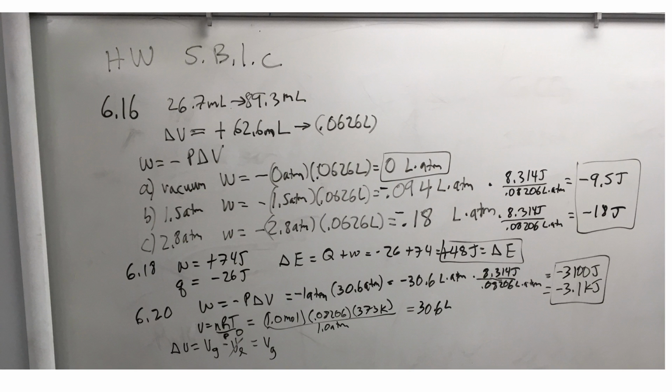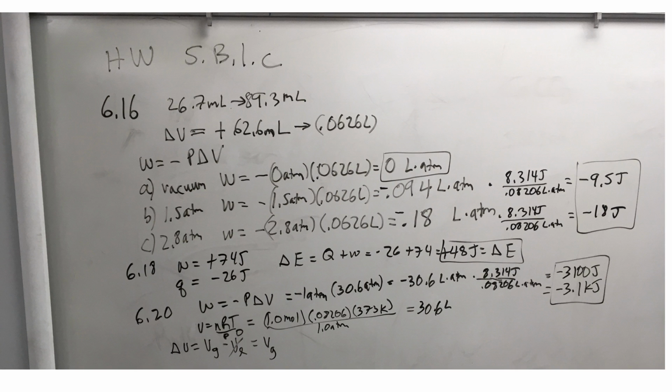Letter C, if the external pressure was greater, 2.8 atmospheres, now our work would be negative 2.8 atmospheres times 0.0626 liters, and negative 0.18 would be our liter atmospheres, and negative 18 joules would be our work in joules.